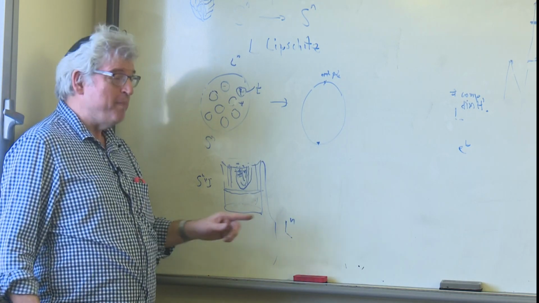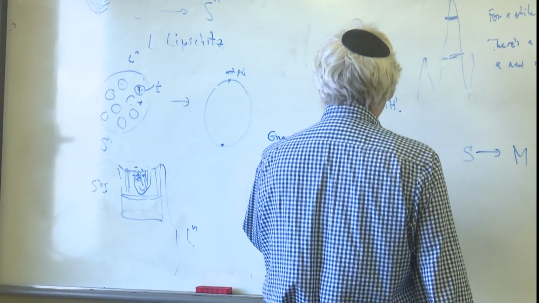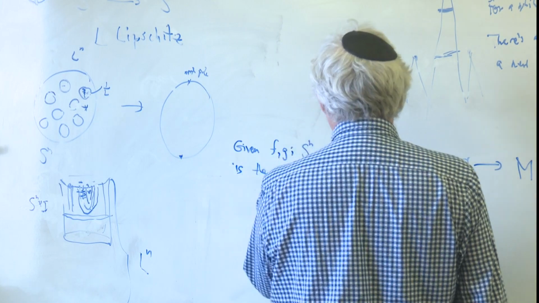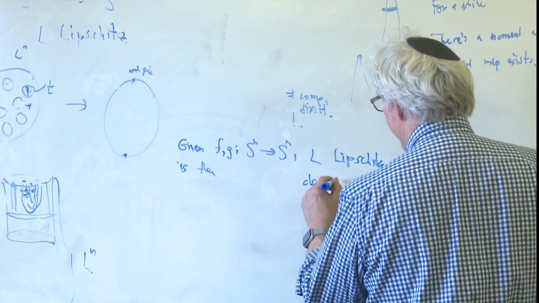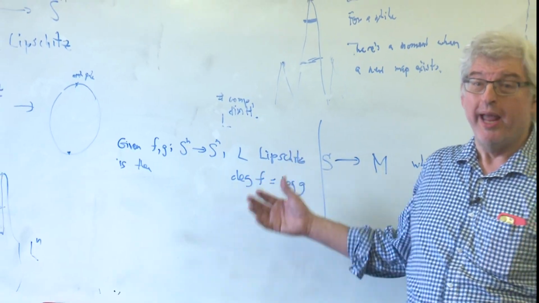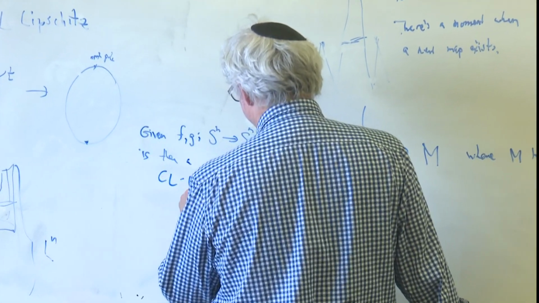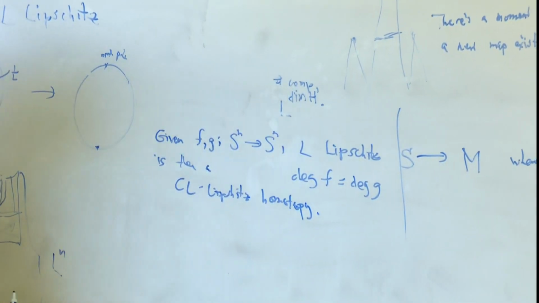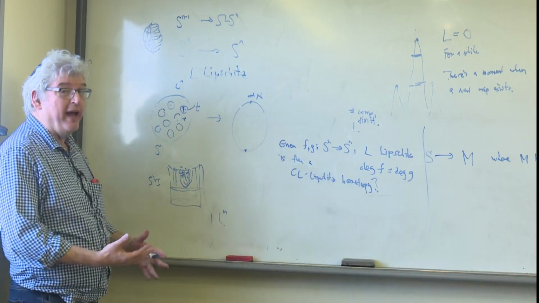But if I want to do something better, I'd like to know, given f and g, maps Sn to Sn, both L Lipschitz, and the degree of f equals the degree of g, so then I know there is a homotopy, but now I want to know, is there a CL Lipschitz homotopy? That's the question that maybe I want to study.